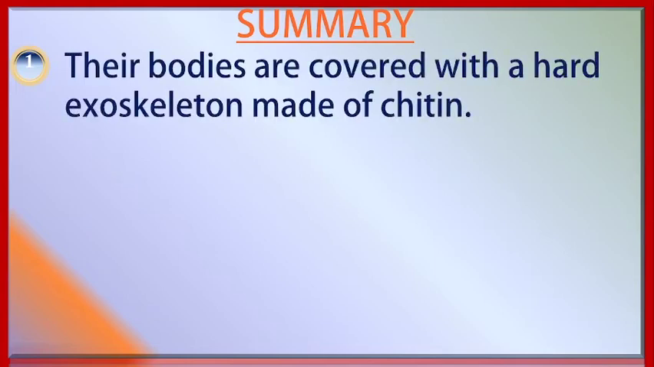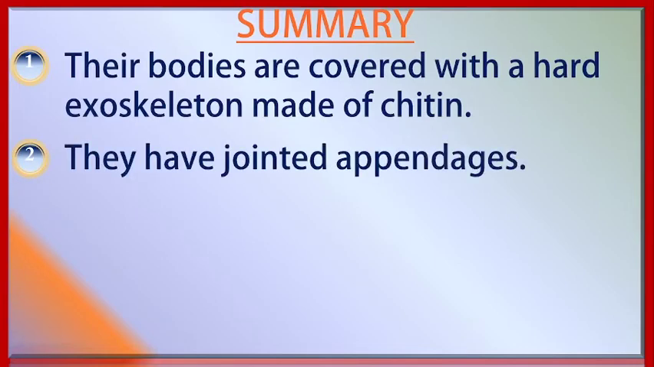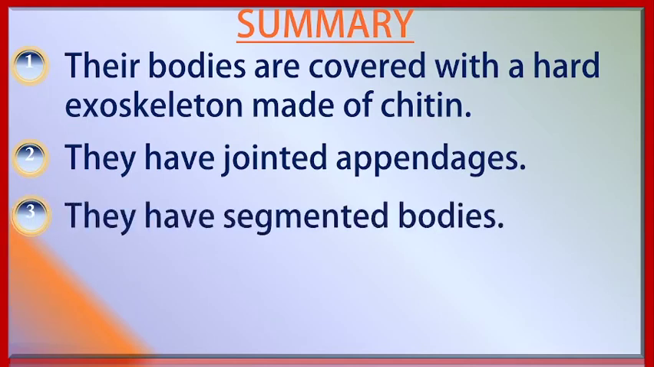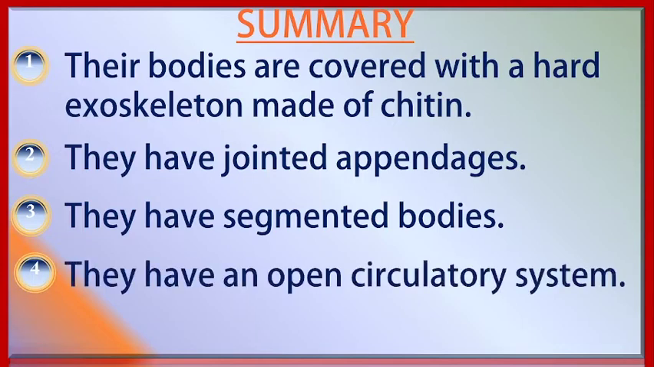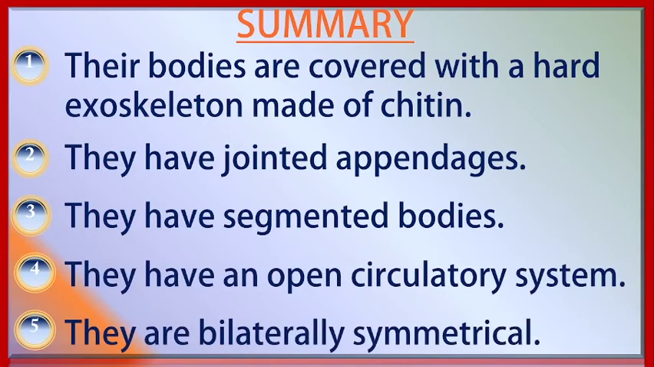Point number 1, their bodies are covered with a hard exoskeleton made of chitin. Point number 2, they have jointed appendages. Point number 3, they have segmented bodies. Number 4, they have an open circulatory system. And lastly, they are bilaterally symmetrical.